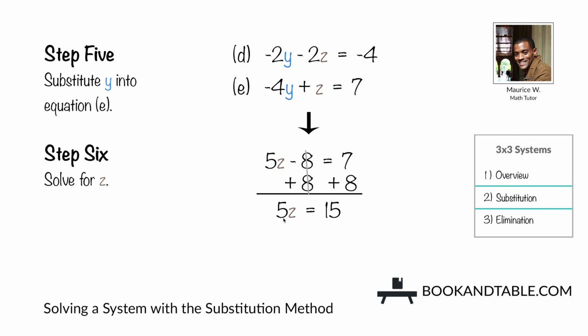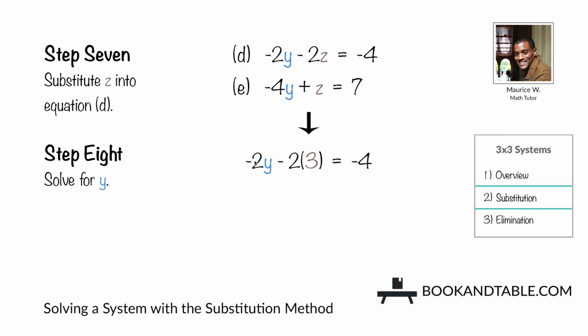And to remove the coefficient of 5, we divide both sides by 5, showing us that z is equal to 15 divided by 5, which would be positive 3. So now that we've solved for z, we can take z is equal to 3. In step 7, we can substitute z into equation D here, and then solve for y, step 8.